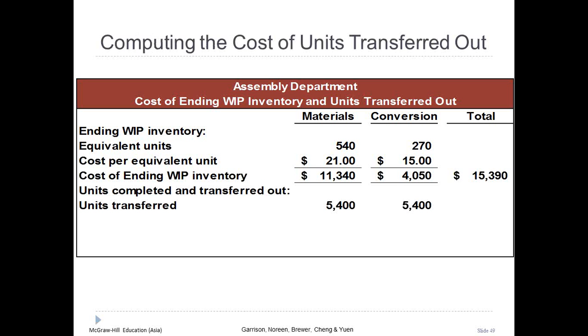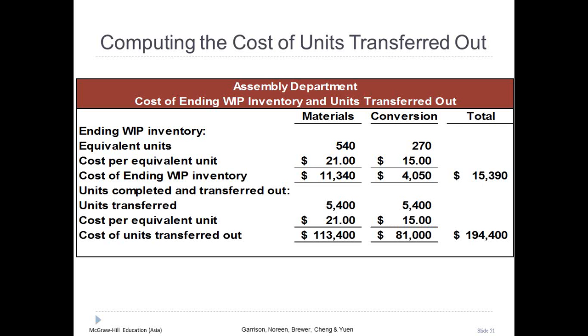Now let's compute the cost of units transferred. The first step is to record the units transferred out to the next department, 5,400 units for materials and conversion. The second step is to record the cost per equivalent unit, $21 for materials and $15 for conversion. The third step is to compute the cost of units transferred out: $113,400 for materials, $81,000 for conversion, and $194,400 in total.